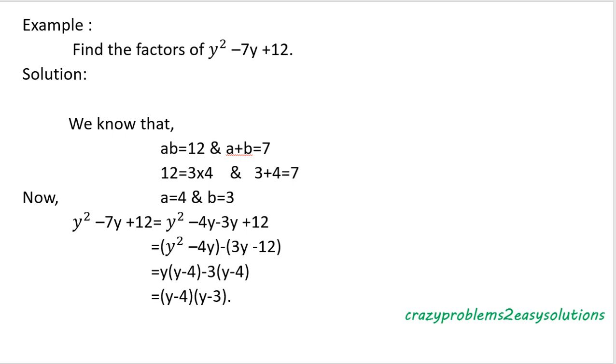If you want to check whether the roots are correct or not, put the final answer equal to 0. y minus 4 equal to 0, then y equal to 4. So what answer are we getting? a equal to 4, right? Then this answer is correct. And again we check y minus 3 equal to 0, then y equal to 3. Again b value is 3. So obviously the answer is correct.